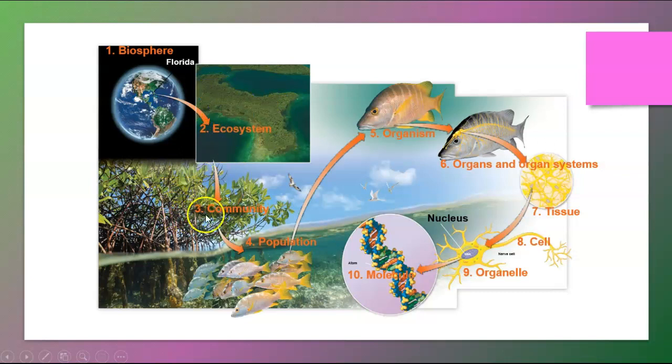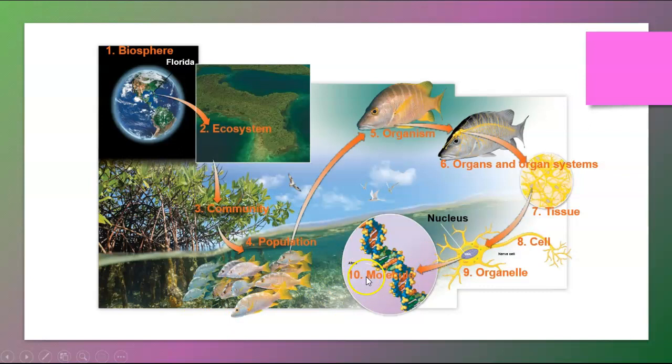In each ecosystem, we have a number of different communities. A community is all of the different living organisms in an ecosystem that interact with each other. Communities are made up of populations of organisms of the same species. And then an individual or an organism would be one of that population. Within that organism, we have organs and organ systems that are composed of tissues, which are composed of cells, which contain organelles like the nucleus, and the organelles and components of the cell are made up of molecules.